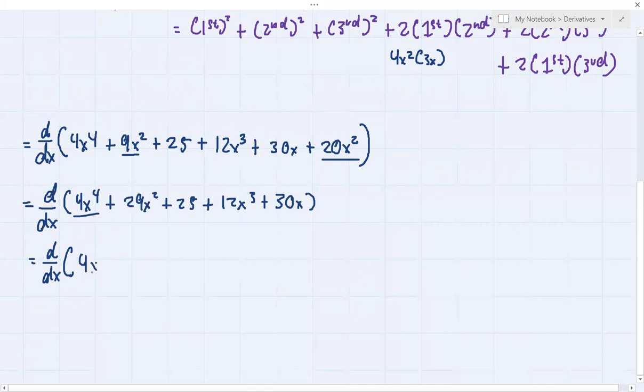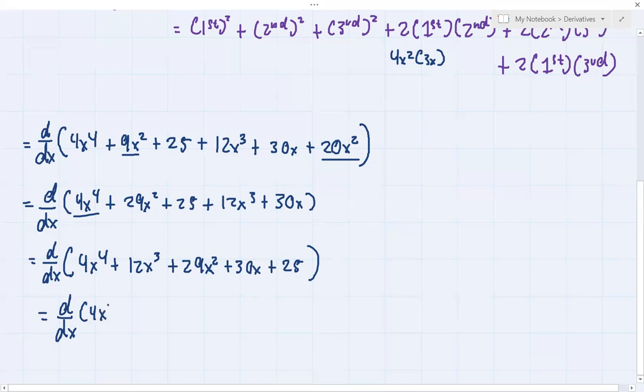Okay? So we will arrange them accordingly sa kanilang exponents. Okay? So dapat from highest exponent to lowest exponent. Highest si 4x raised to 4. Second highest si 12x cubed. Okay? Third highest si 29x squared. Fourth highest si 30x. And yung last, yung pinaka lowest ay si 25. Okay? Wala siyang exponent dito. Okay? So now we can differentiate them one by one.